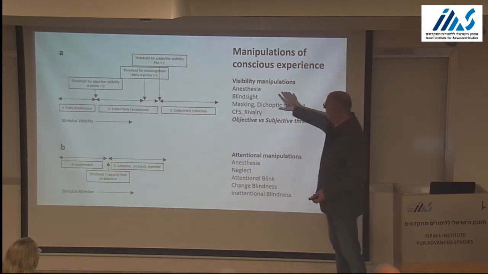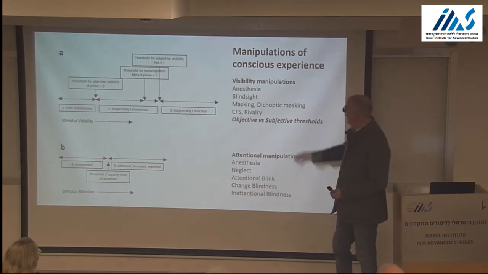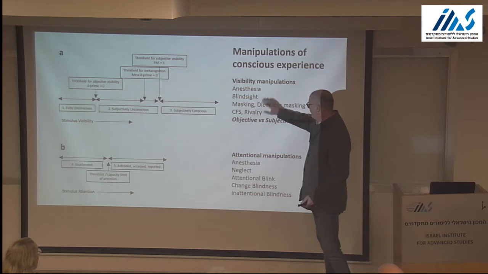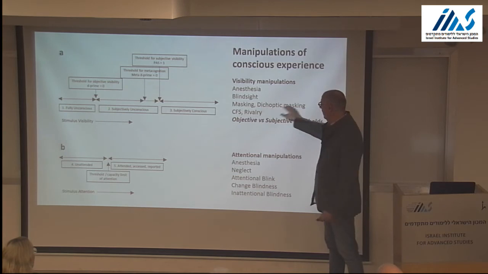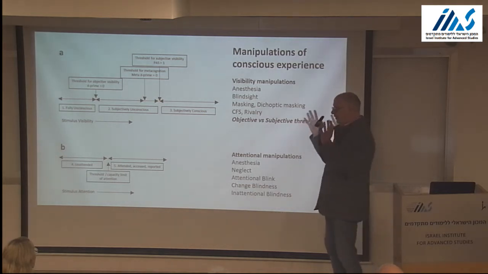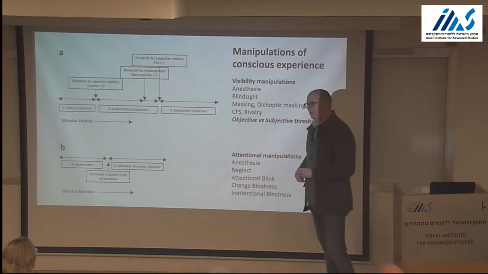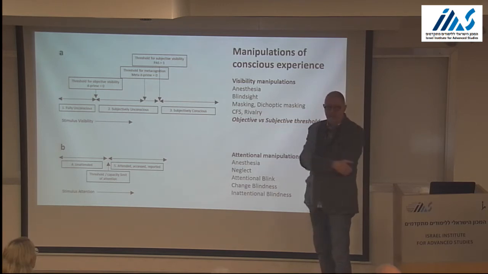So you have all these manipulations which typically interfere with what you could call visibility. Of course, anesthesia does that, but that does a lot of other things. But typically, in experiments, things like masking, dichoptic masking, continuous flash suppression, and rivalry are all examples of manipulations that interfere with visibility. Meaning that if you look at masking, you have a subject sitting in front of a screen and the stimulus is masked, and the only thing the subject has to do is push a button whenever he sees it, and another button when he doesn't see it.